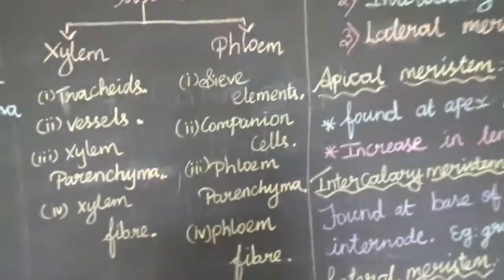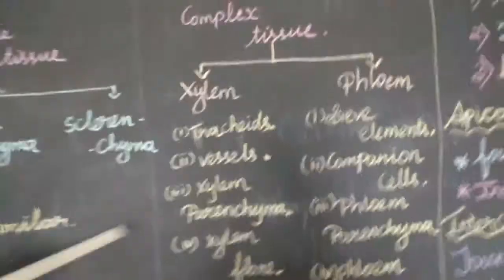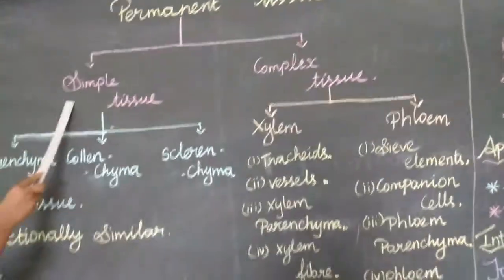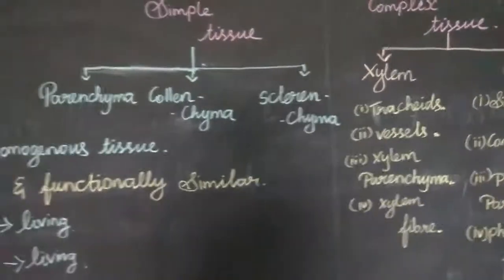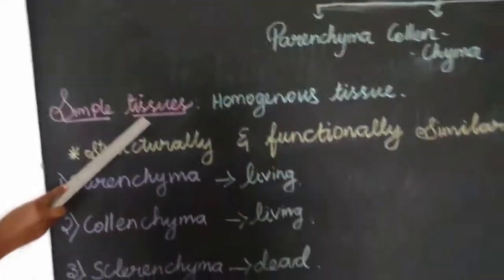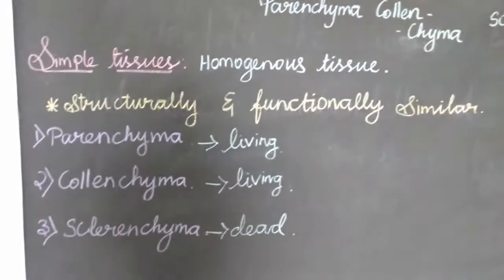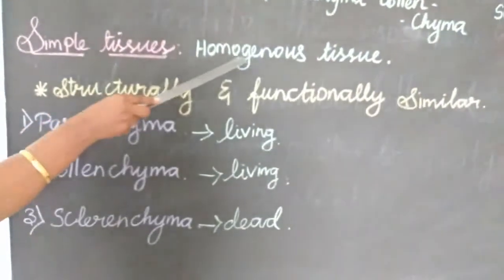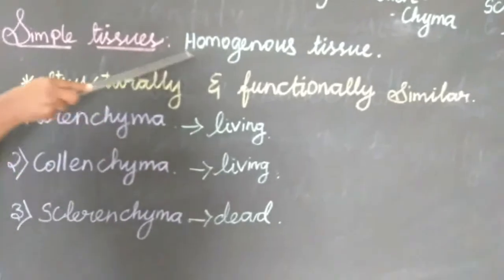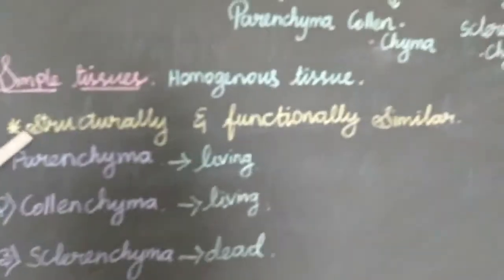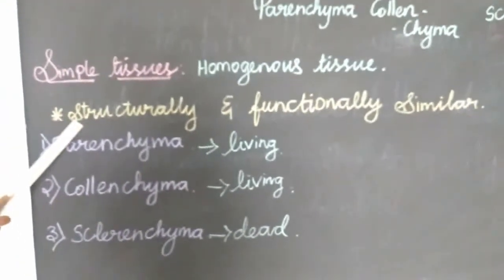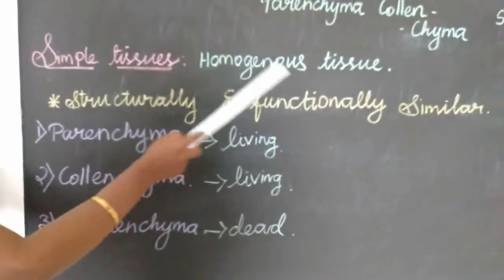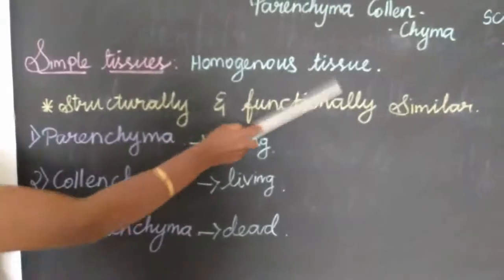Next, let us see all of them one by one. First, we will start with the simple tissue. Simple tissue is a homogeneous tissue. What does homo mean? Homo means same. So they are structurally and functionally similar tissues. The structure looks the same and the function is also the same, so it is called a homogeneous tissue.